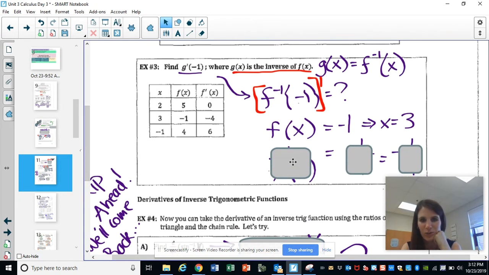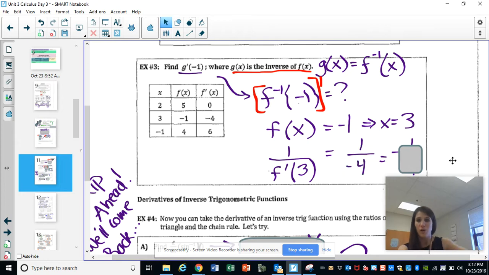So we're looking at 1 over f prime of 3, which is what? Well, 3 is our x value. f prime, our derivative, is -4. So therefore it's 1 over -4, which is -1/4. Yay! Not too bad, right? Were you with me? I hope you're with me, but we're going to do a lot more practice, okay?